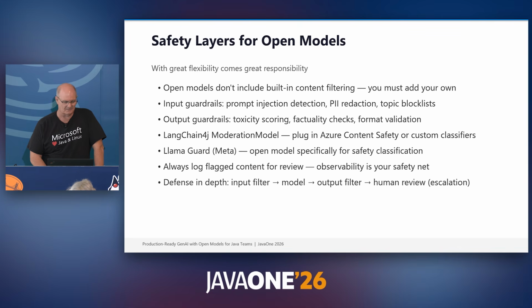But I do want to talk about safety as well for open models, because if you go to a place like Hugging Face, which I'll show in a second, they don't include content filtering or any kind of safety built in. You have to add your own. So once again, that router or that orchestrator on top is really important. And you can add safety in your input guardrails and your output guardrails.